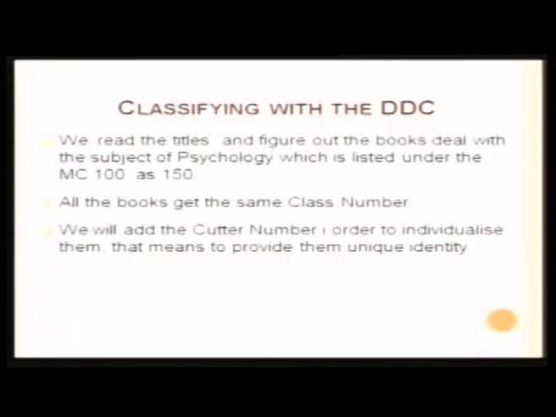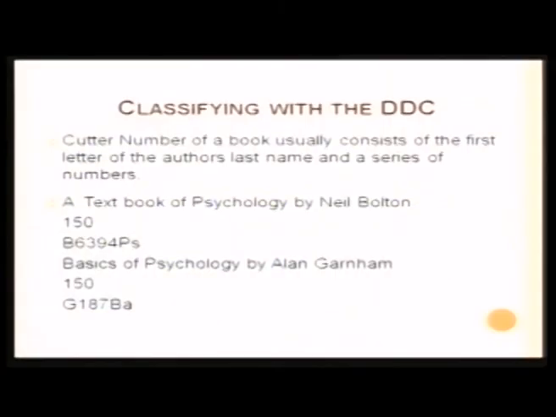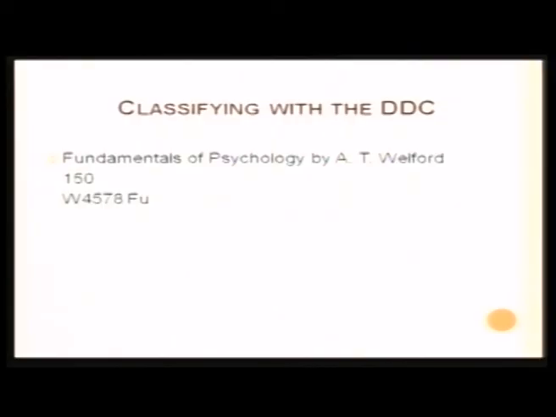Now we will add the Cutter number in order to individualize them. That means to provide them a unique identity. Since all the books have the same class number, they need to be further individualized. That further individualization is done by using this cutter table. Similarly, the surname is used in providing the cutter number to the book.